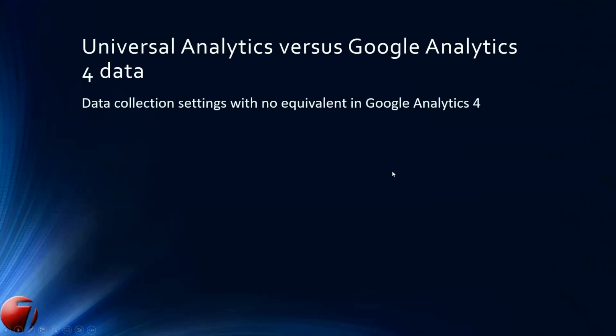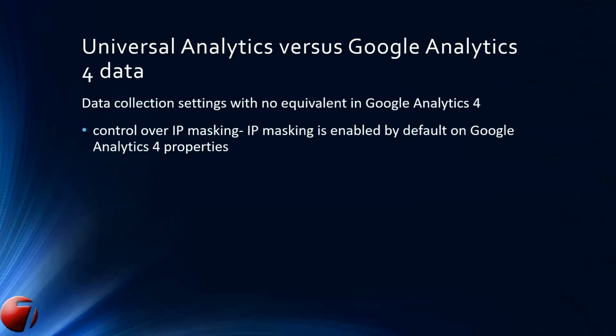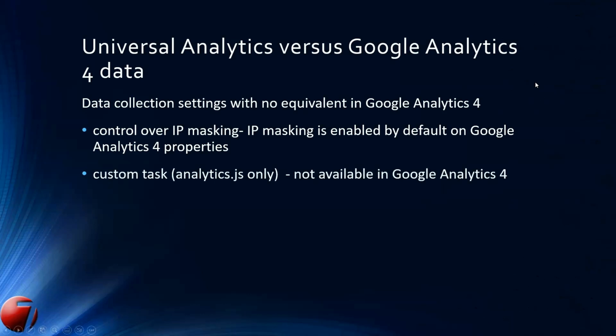Now, no equivalent, where UA and GA4 have no equivalent. IP masking control. It's on by default in GA4. In Universal, you did it manually if you wanted to mask it. Custom tasks. There's no one-to-one. You have to create new things in GA4. Timing is not available. I don't know a lot of people that are using timing. I've never used it, so I can't really speak to it.